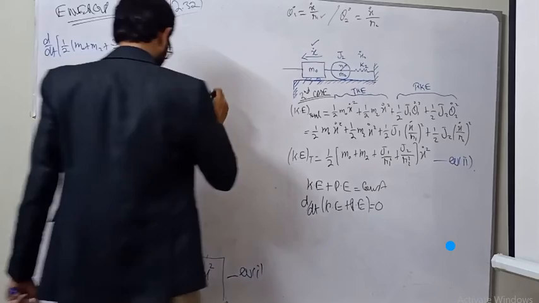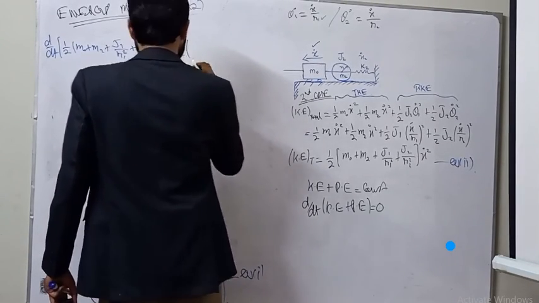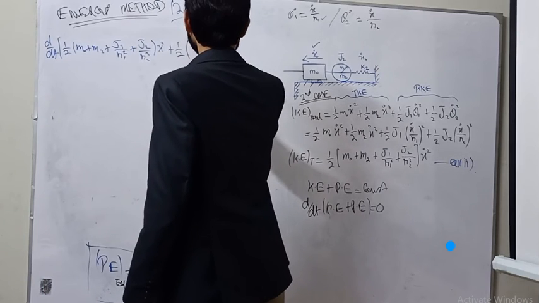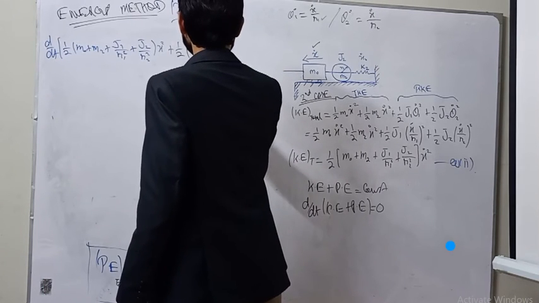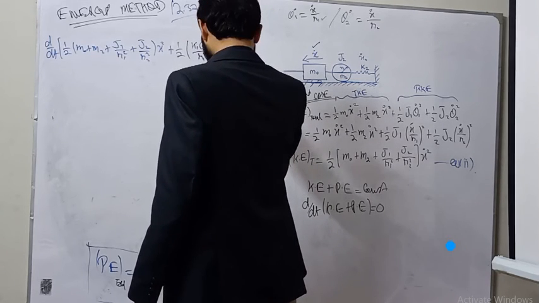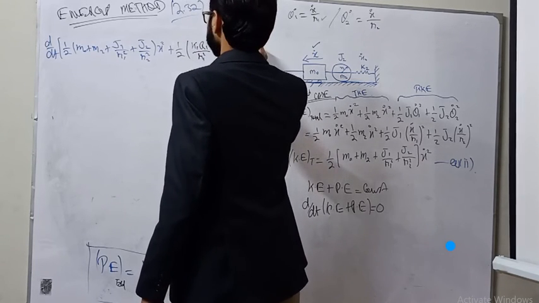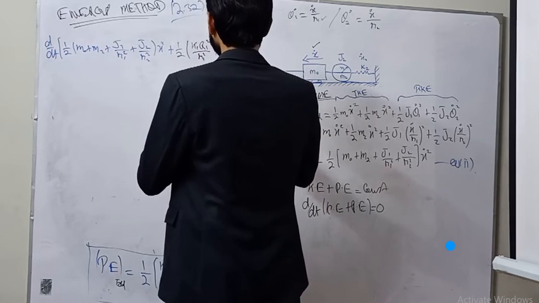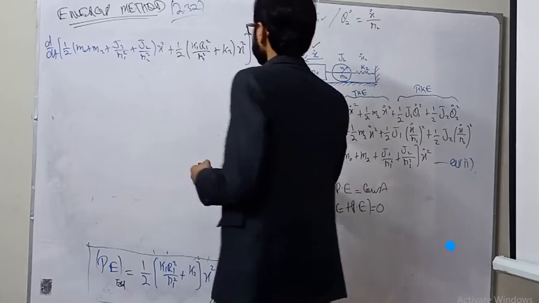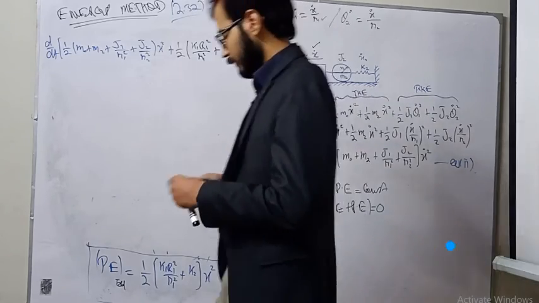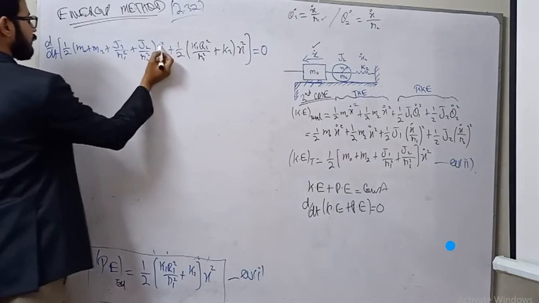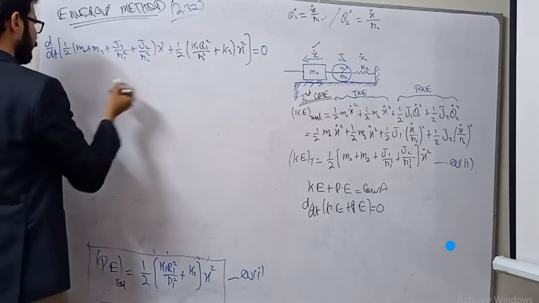What is potential energy? We have potential energy of half K1 capital R1 square over small r1 square plus K2 into x square. So these are both terms, and we will associate them and take the derivative of the sum of both. Taking the derivatives, we simply have half and square, and they will cancel with each other.